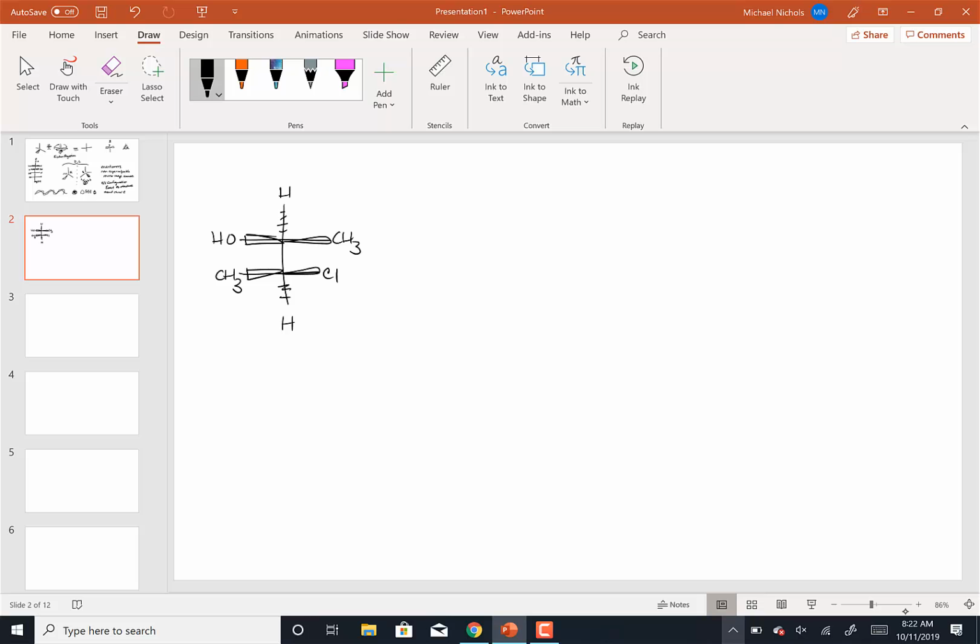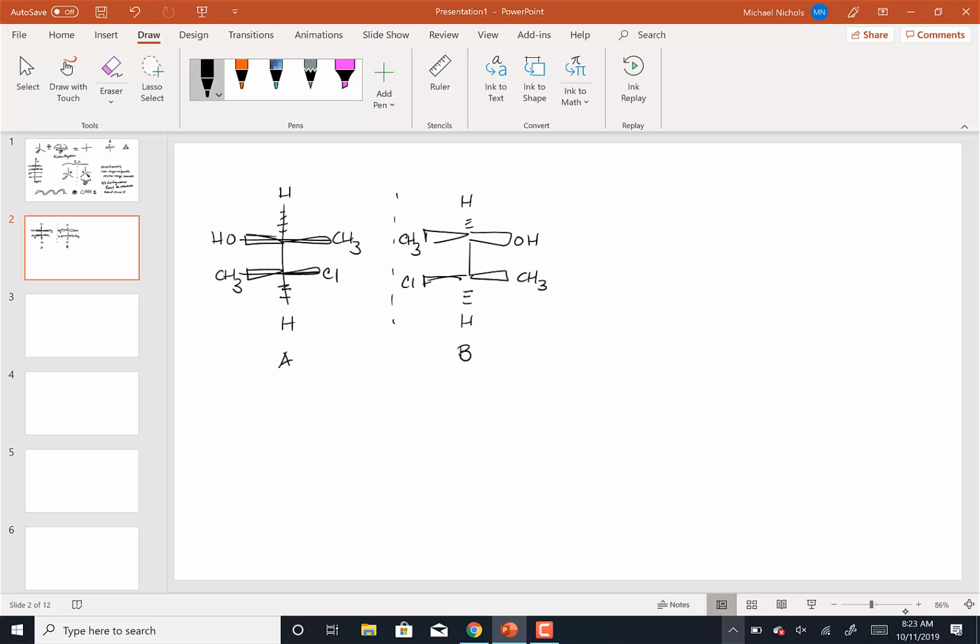So if I do that, I'm going to simply have the mirror image, which I'm now going to write out with full bold wedges. And so the mirror image of this is going to look like this. So if this is molecule A, this is molecule B.